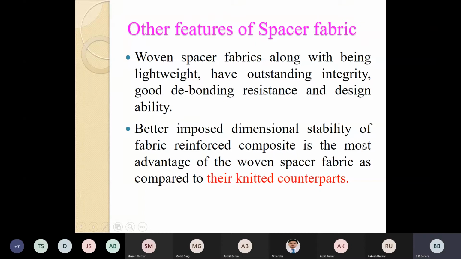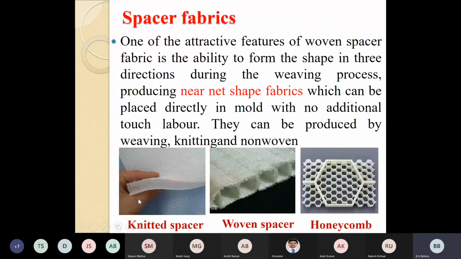Better dimensional stability of fabric reinforced composite is the most important advantage of the woven spacer fabric as compared to their knitted counterpart. What does it mean? The point I want to mention here is that spacer fabric is also produced by knitting. This is a knitted spacer fabric. You must have come across this knitted spacer fabric. All these sports shoe uppers are knitted spacer fabric. In your car, the top hood is a spacer fabric. Many car seat covers are warp knitted spacer fabrics.